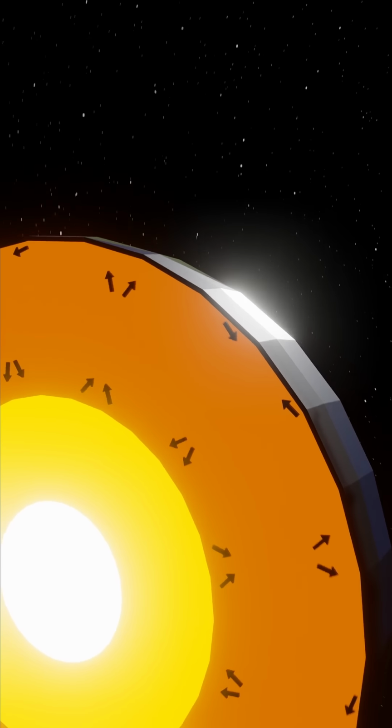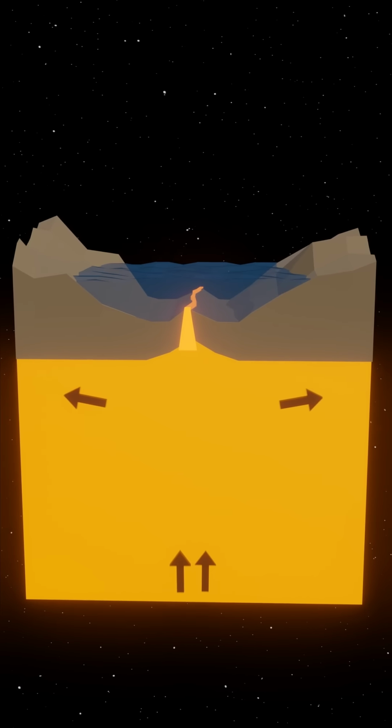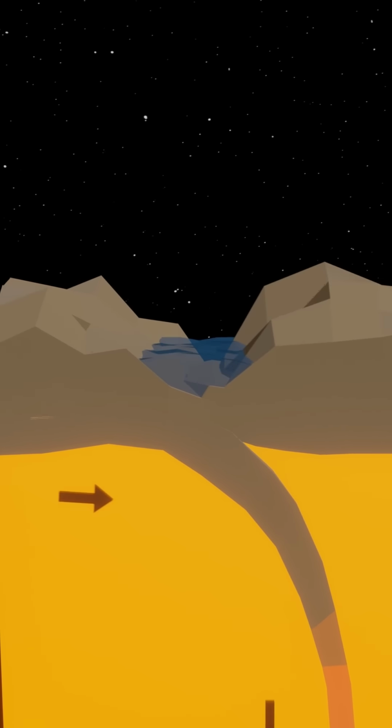The reason they move is due to the movement of the convection currents underneath. As the heated mantle rises and spreads, it pushes the crust apart. Where the mantle cools and falls, it pulls the crust together.